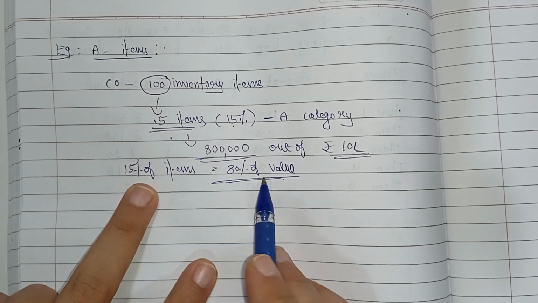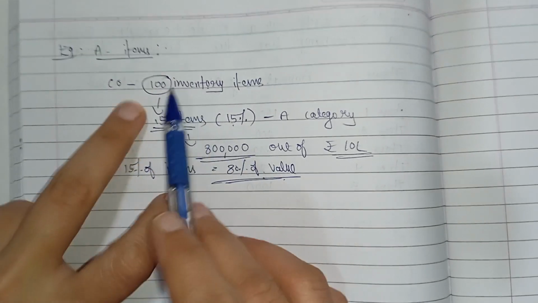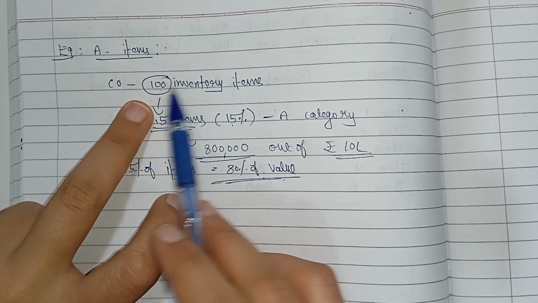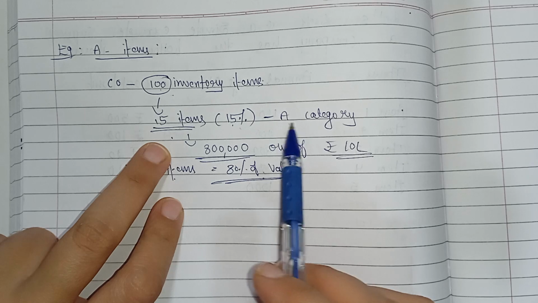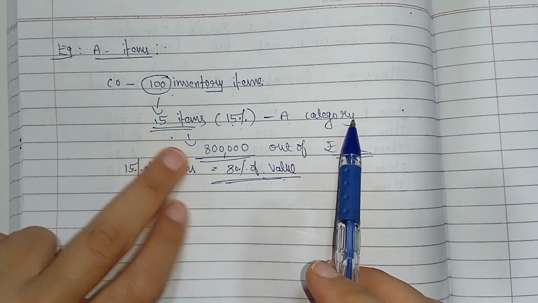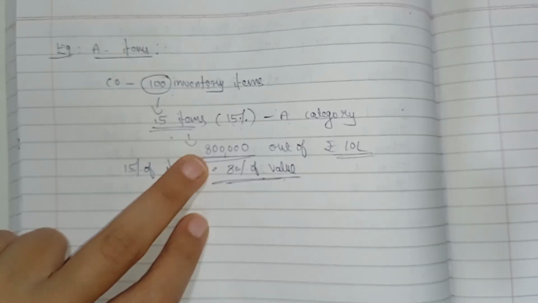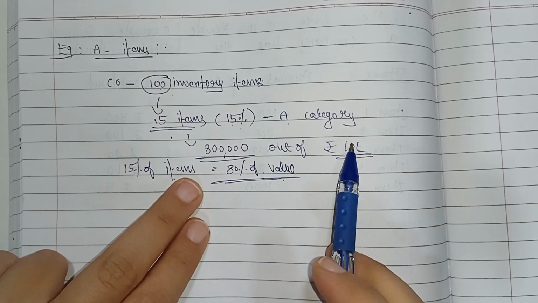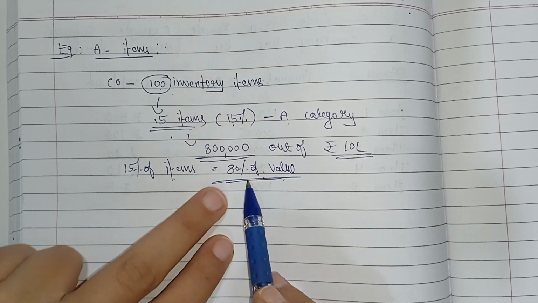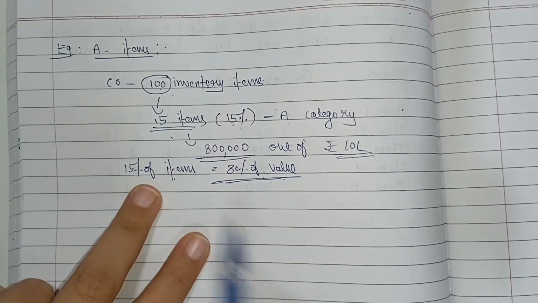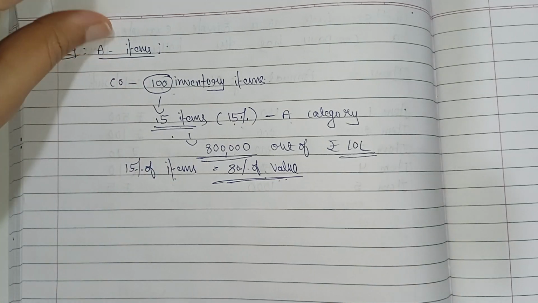See, few items, big money. We have 100 inventory items. Out of these, 15 items, meaning 15%, are A category, and their value is 8 lakh out of rupees 10 lakh. So 15% of the items contribute 80% of the value. Few items, big money. Clear? I hope this example is clear to you all.